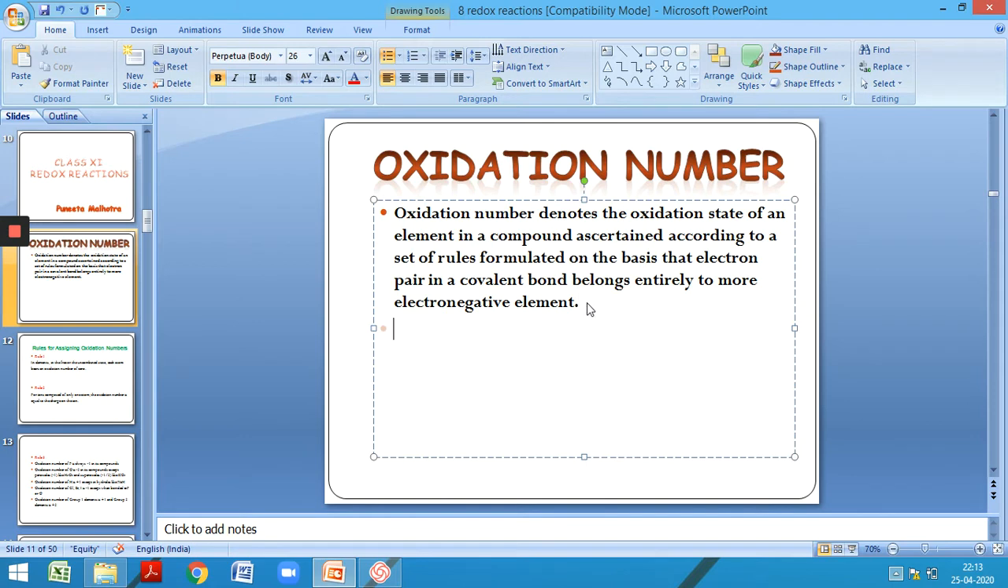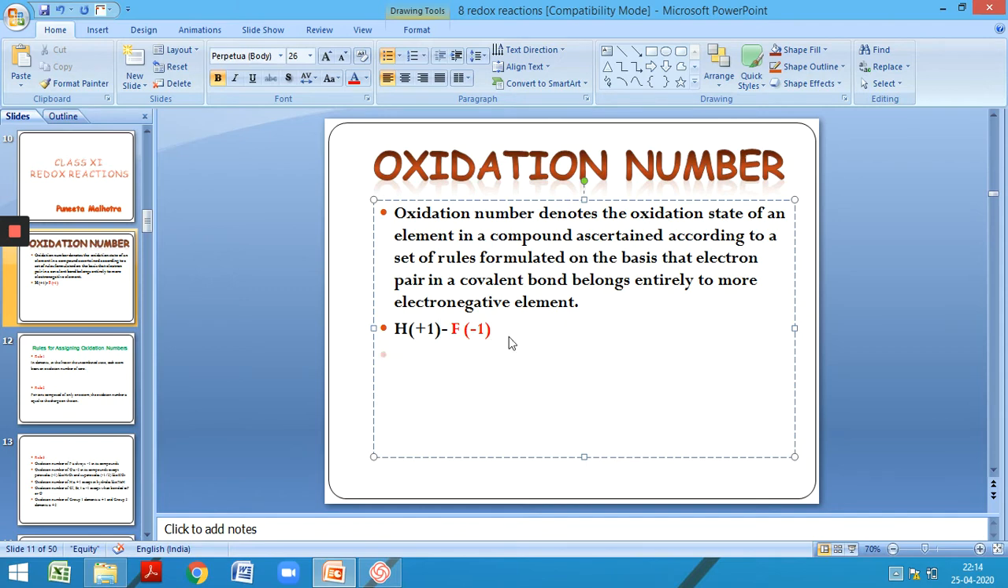Suppose you have a bond between hydrogen and fluorine. Since fluorine is more electronegative than hydrogen, the covalent bond pair belongs entirely to fluorine. If the pair belongs to fluorine entirely, then it has an oxidation state of -1 and hydrogen has an oxidation state of +1. Let us look at another example.